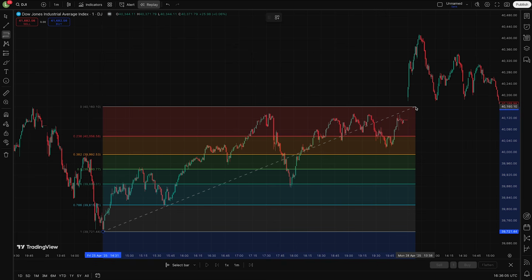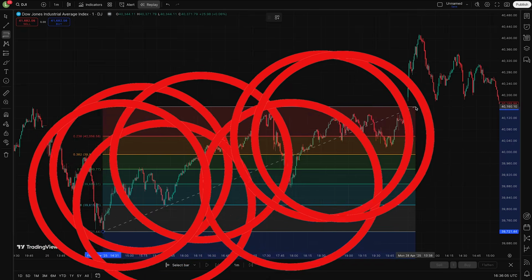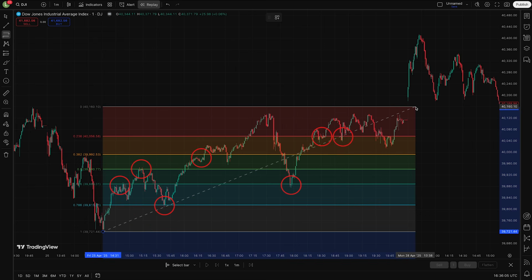These levels act like support and resistance zones, and you could expect the price to bounce, stay, or reverse at these points. So after a strong uptrend, wait for a pullback to one of these lines to go long.